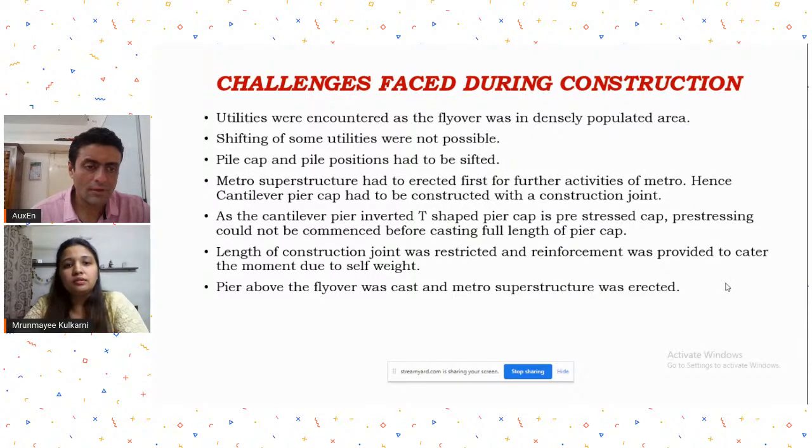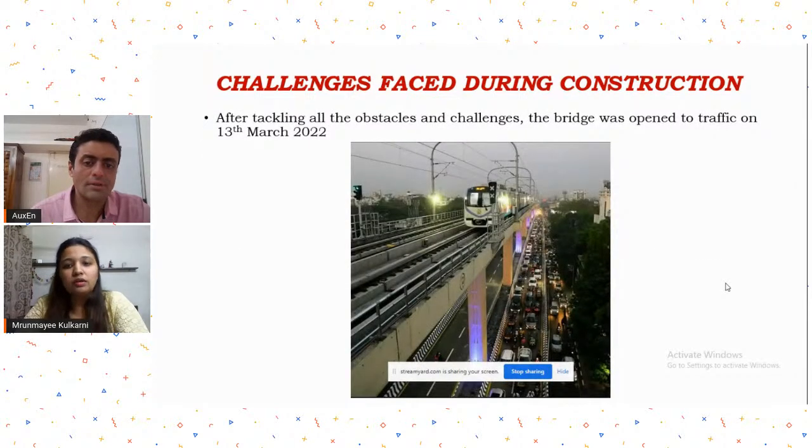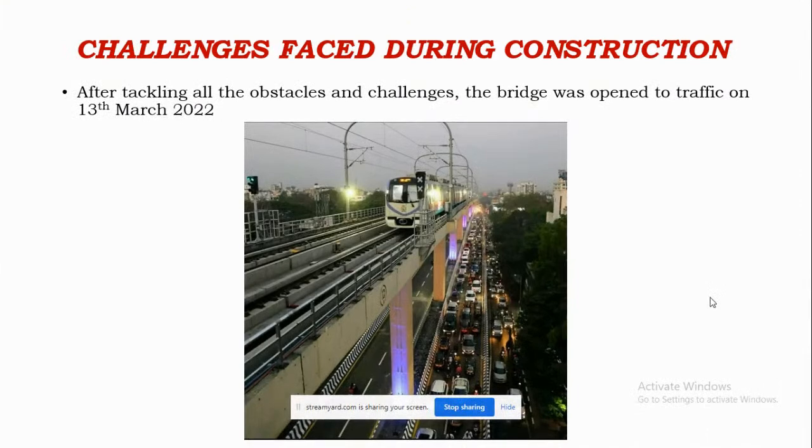So these are the challenges we faced. Wonderful. So it was open to the traffic on 13th March 2022 this year.